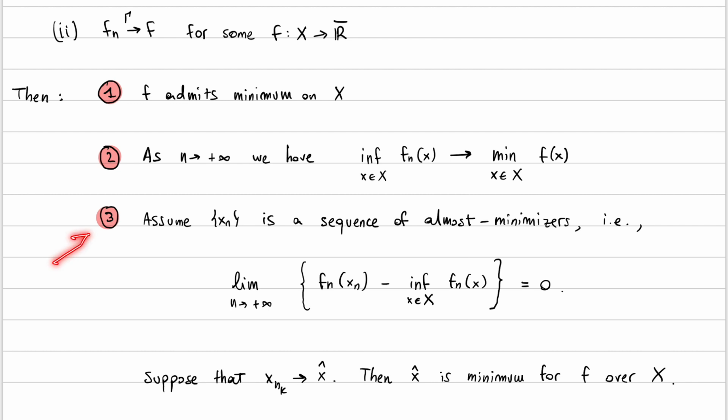Number three, this says something on the almost minimizers, or sequences of minimizers, I mean. So assume that x_n is a sequence of almost minimizers, meaning that the energy F_n of x_n is asymptotic to the energy of the infimums. And this is encoded in the fact that if you take the limit as n goes to plus infinity of F_n of x_n minus the infimum, this has to be zero. So if x_n is such a sequence, and we also assume that for some subsequence x_{n_k} is converging to x hat, then x hat is a minimum for F over X.